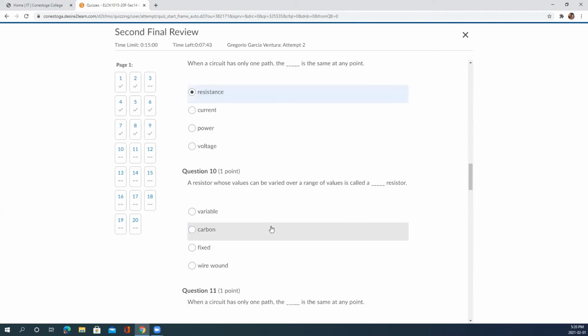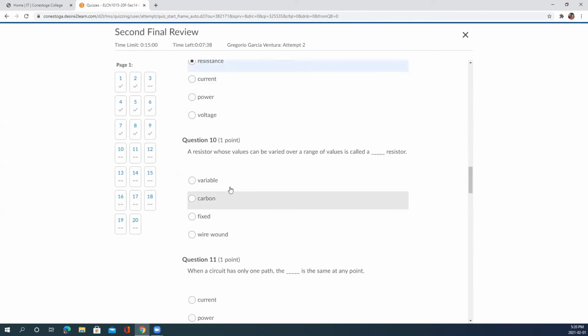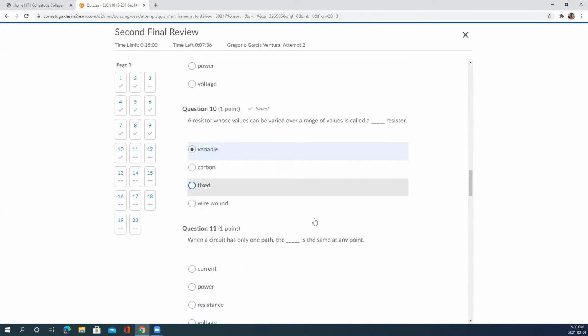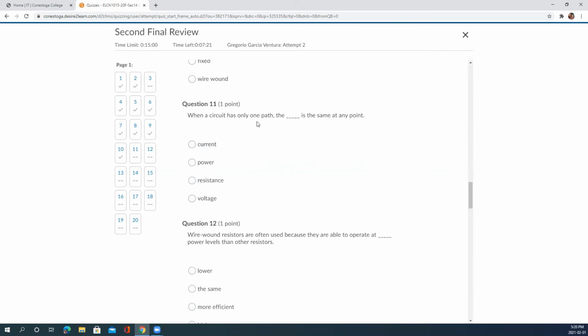A resistor whose values can be varied over a range of values is called, okay, that is a variable resistor, okay? Because remember that we covered 2 different types: fixed, which are the ones that we have been using so far, and then we have variable resistors. Those ones you are going to be using in level 2 electronics. When a circuit has only one path, the current is the same at any point.